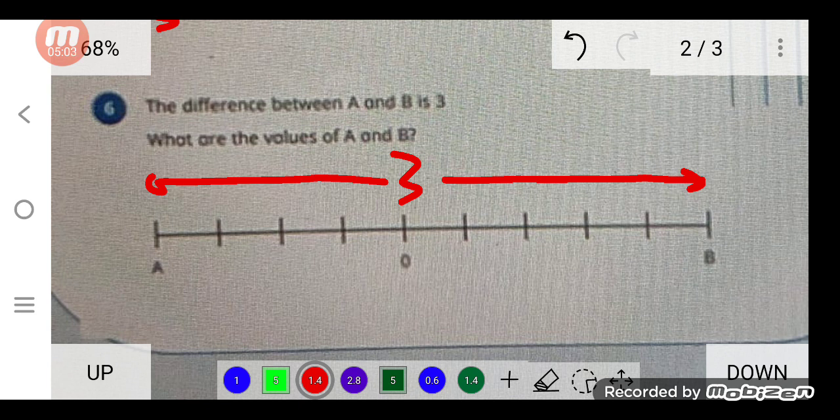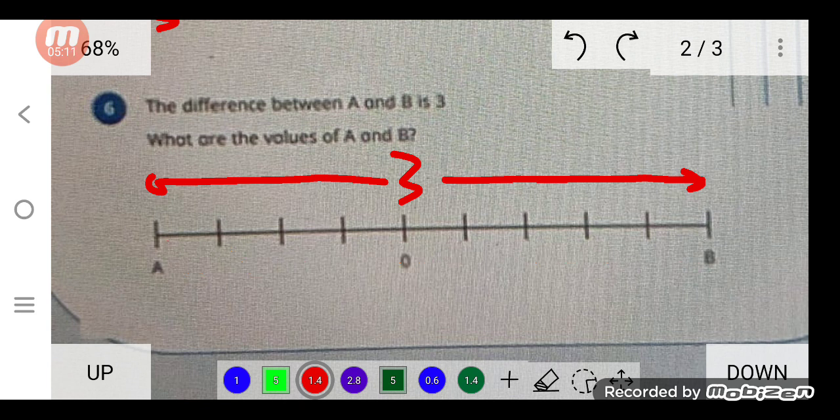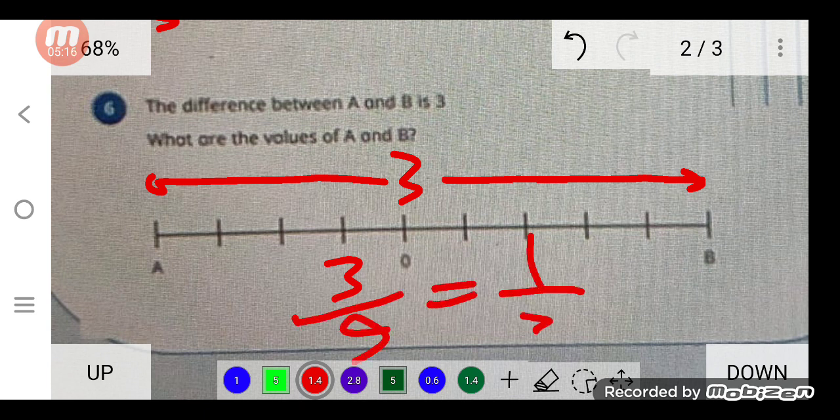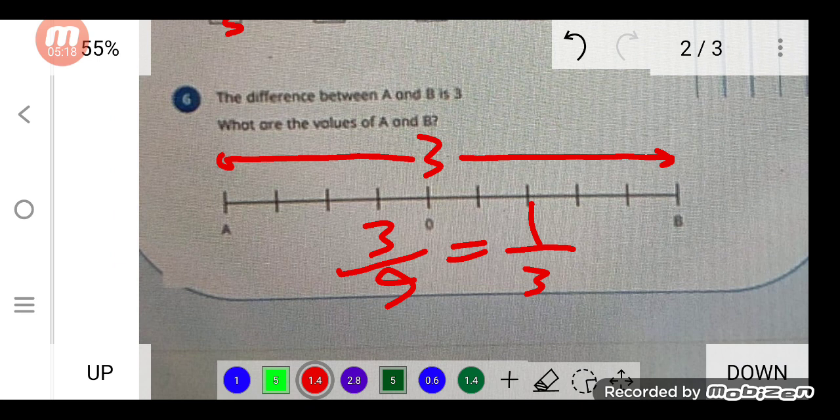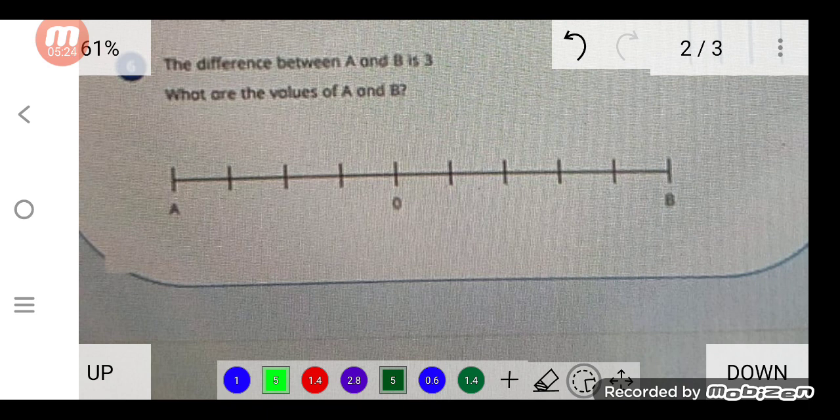And how many divisions do we have? Let's count. 1, 2, 3, 4, 5, 6, 7, 8, 9. We have 9 divisions. So if you divide 3 by 9 divisions, you get 1 over 3. So each division is supposed to be 1 over 3. Now we know a single division. We can easily calculate the values of A and B. So here, each division, as we said, is 1 over 3.